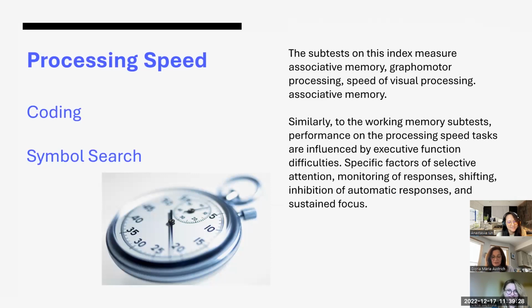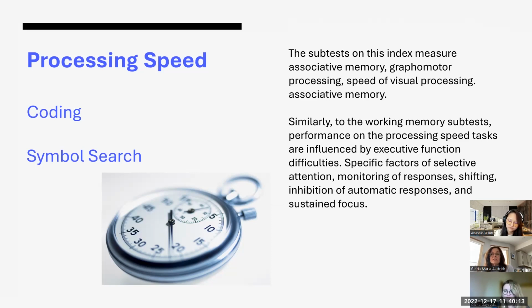So processing speed. The two subtests on this index are both timed. And that's a feature that sometimes puts pressure on the child. If they know that they're being timed, sometimes that creates pressure for them, or some anxiety. Some children prefer to know that they're being timed, and some children are just better off not knowing that they're being timed because of the anxiety component. The subtests on this index measure associative memory, graphomotor processing, their speed of processing visual information quickly and efficiently, and associative memory.